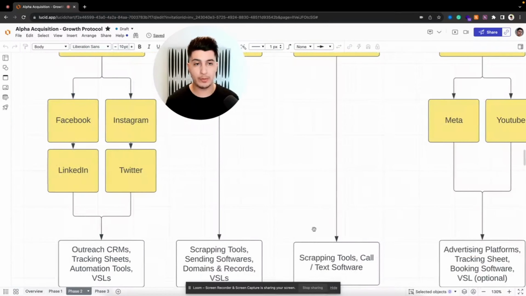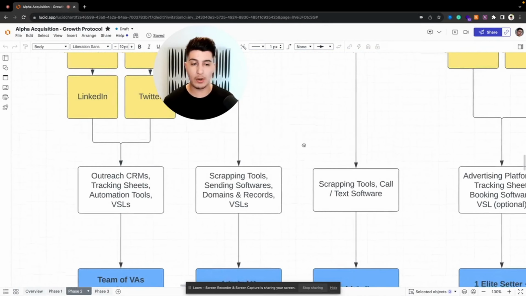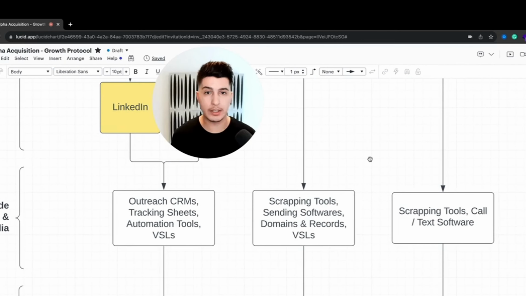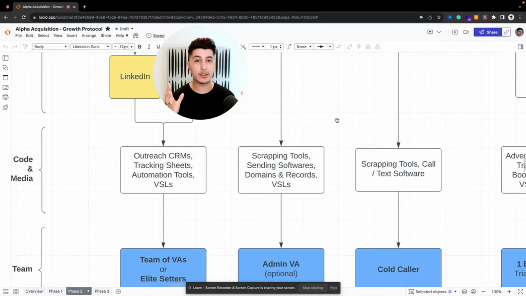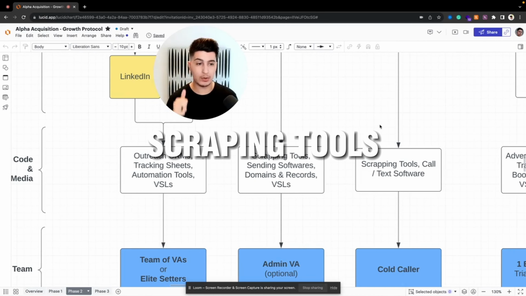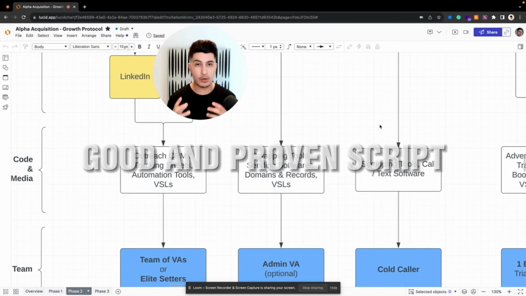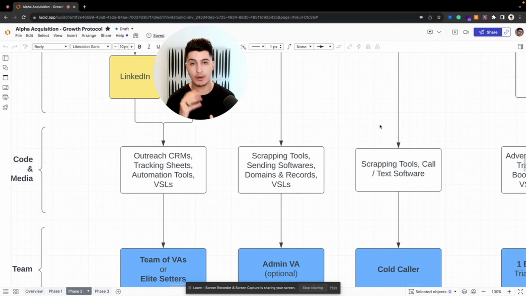Now, when it comes to cold calling, you might think that, oh, I just need my phone. No, you don't. You actually need, if you want to be effective on it, if you want to do 200 to 1,000 touch points per day, you'll need scraping tools, call or texting softwares, and also good and proven scripts that you know that convert, right?